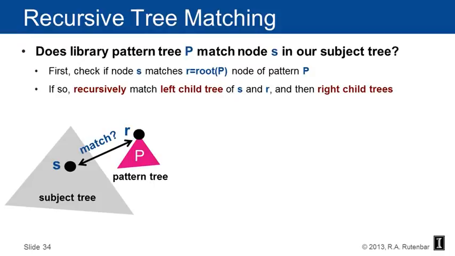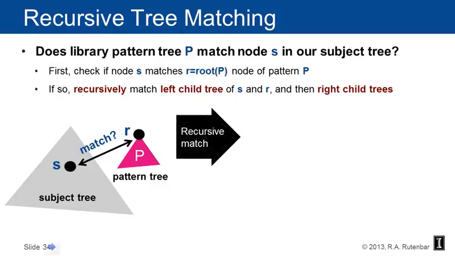And so this is the question. If I take this pattern tree out of my library, maybe this is an AND-OR-invert 2-2, and I say, hey, can I put this gate here in the subject tree? What do you actually have to do? Well, the first thing you have to check is if node S matches the root R of pattern P. And then you have to recursively ask if the stuff on the left side matches and the stuff on the right side matches. And that's easy to draw schematically.